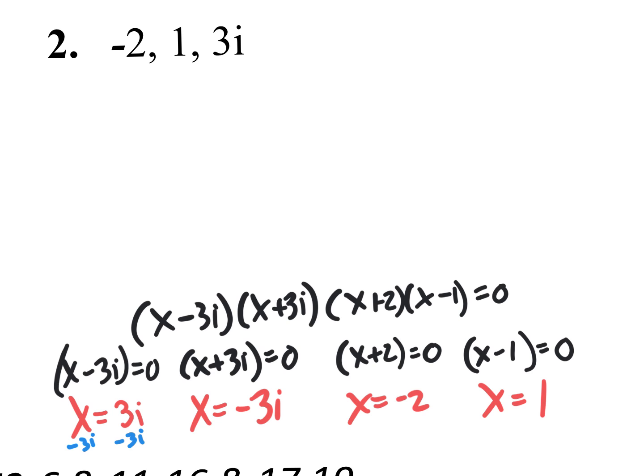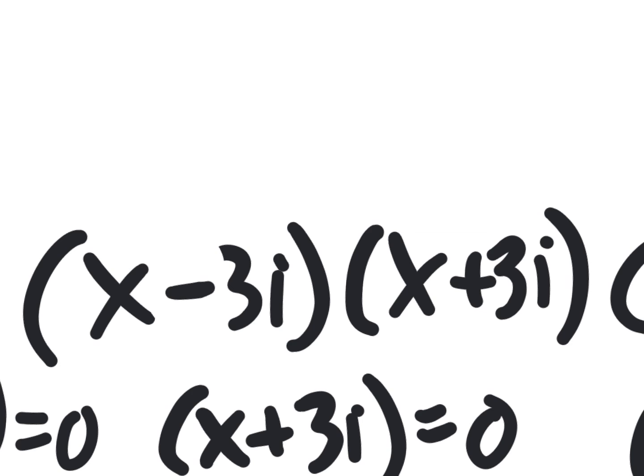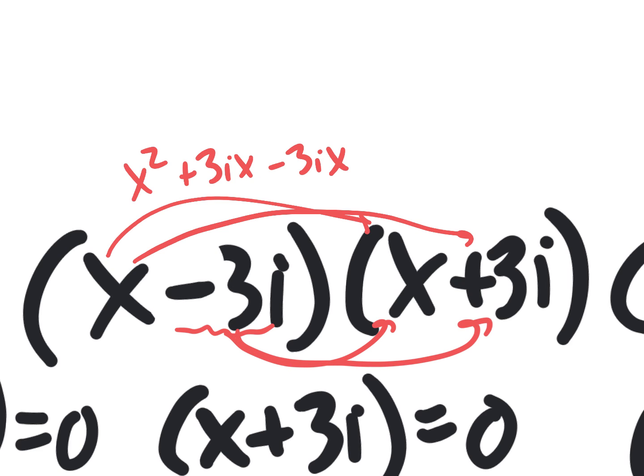Of course, we need to start distributing. So always start with your binomial and the complex conjugate, right? So let's begin right here with these guys. Let's distribute. x times x is x squared. X times 3i is positive 3i with an x, negative 3i with an x. And then we have negative 3i with positive 3i. That's going to be a negative 9 with an i squared.